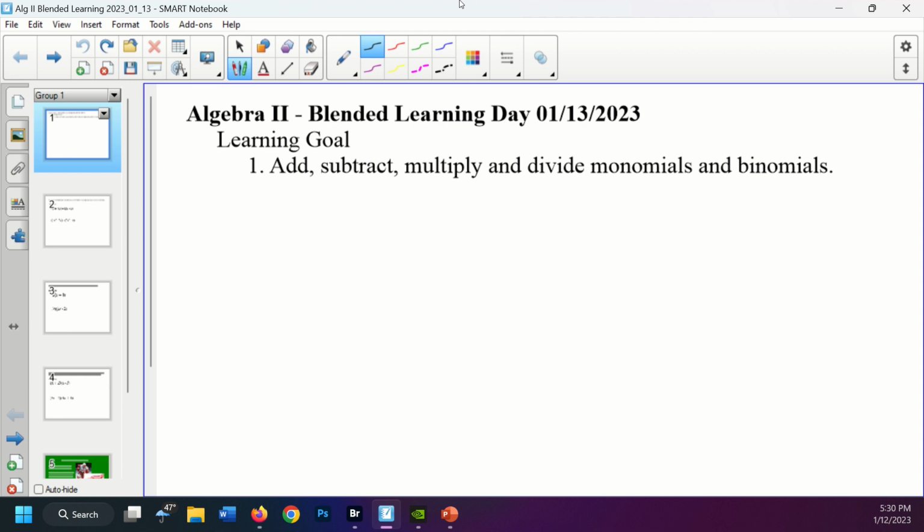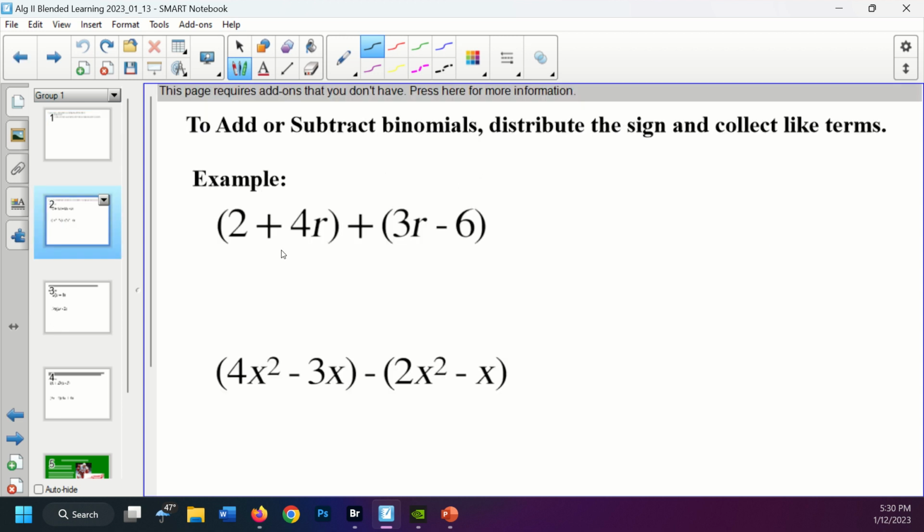Our learning goal for today is to add, subtract, multiply, and divide monomials and binomials. This should be review for everybody, so let's get right to it. If you are asked to add or subtract binomials, you should distribute the sign and collect the like terms.